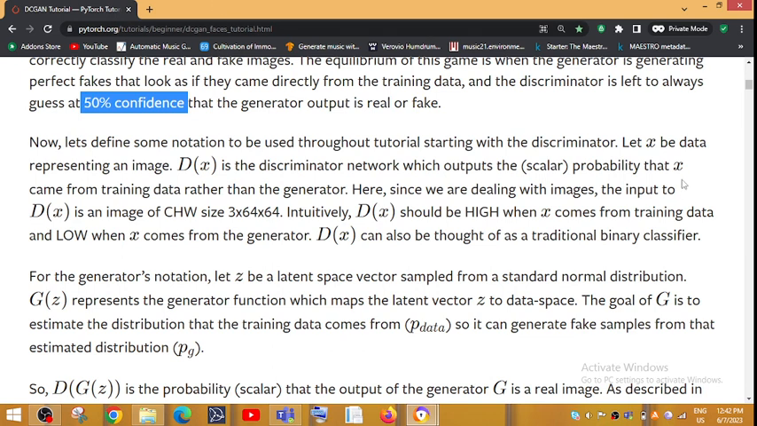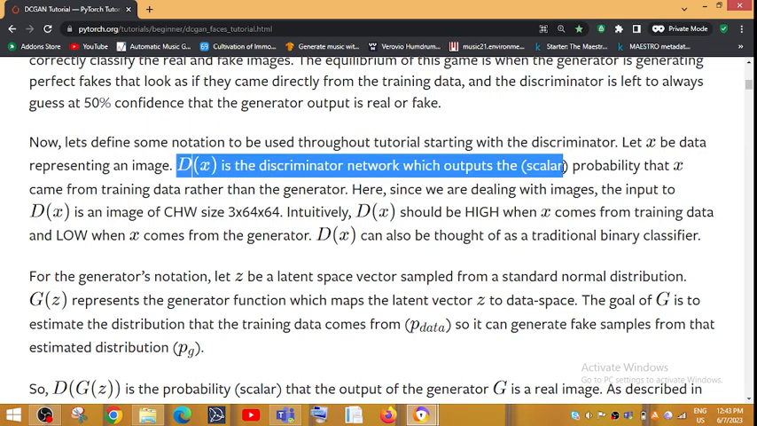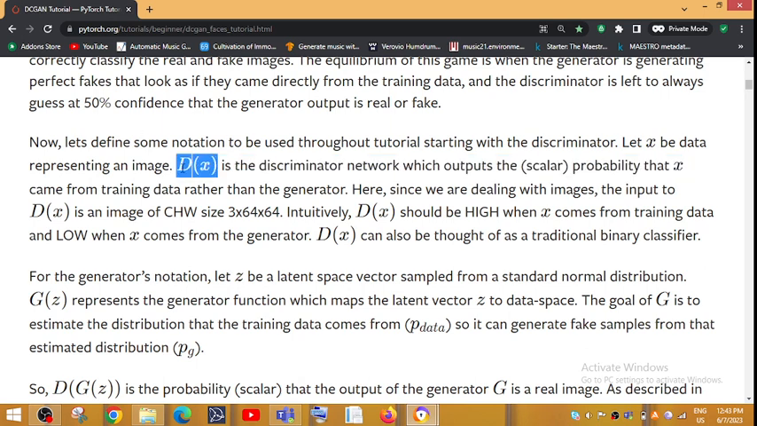Let x be the data representing the image. D(x) means what is it? D means the discriminator function. D(x) is the discriminator network which outputs the probability that x comes from the training data rather than from the generator. This D(x) simply gives the probability whether the given image is a real image or a fake image.